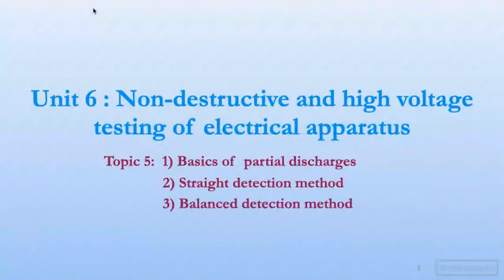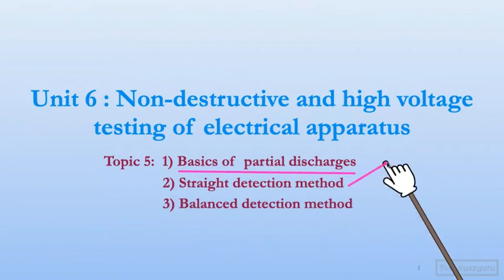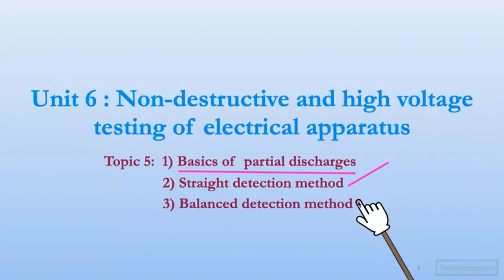The topic that we are going to consider today is understanding what partial discharges are. Then two different methods of detecting partial discharges. One is a state detection method and the other is a balance detection method. Within the balance detection method also there are two versions of it.